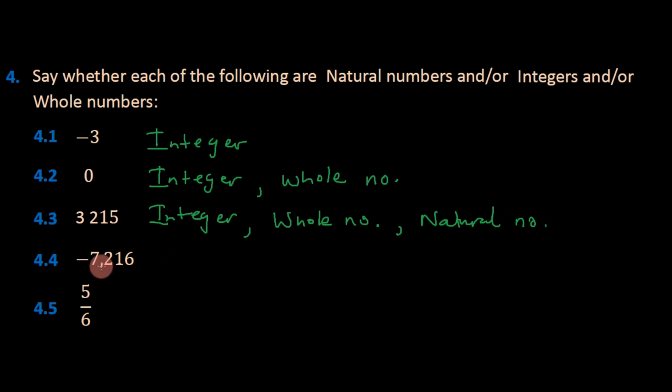Then negative 7.216, or comma 216. This is a decimal, and we didn't have decimals in any of these three number systems. So this is none. Here we have a fraction, which we also didn't encounter in any of these three number systems.